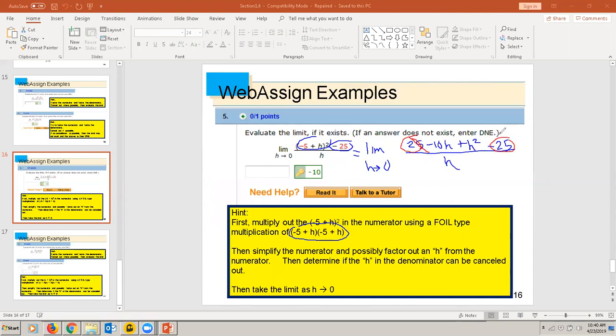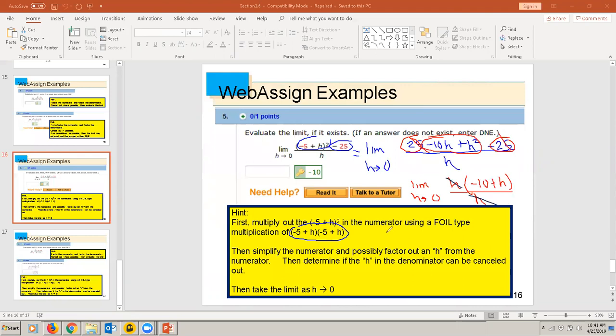So those cancel out. The other thing I'm going to do now is let me factor out an h from the top of this fraction, because now I can factor out an h from this remaining expression. So when I do that, that's going to leave me with -10 plus h on top, and I still have h on the bottom. But the good news is, if I have an h on top and an h on bottom, I can cancel out that h. So let me cancel out the h's.